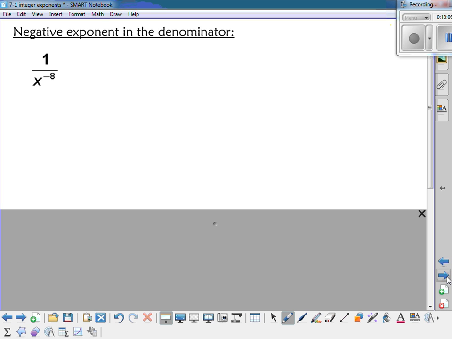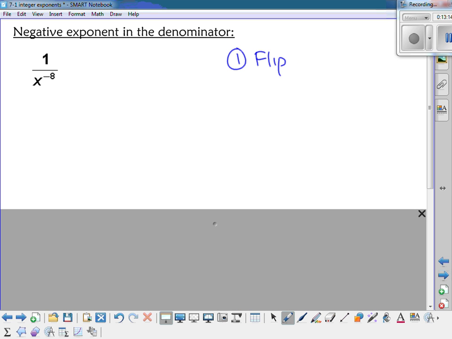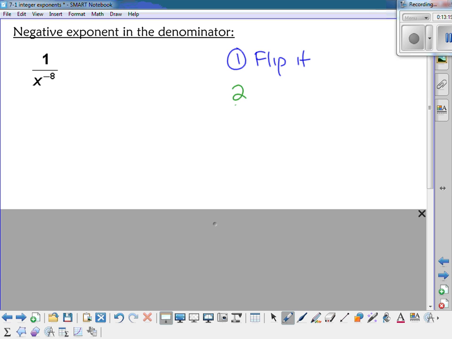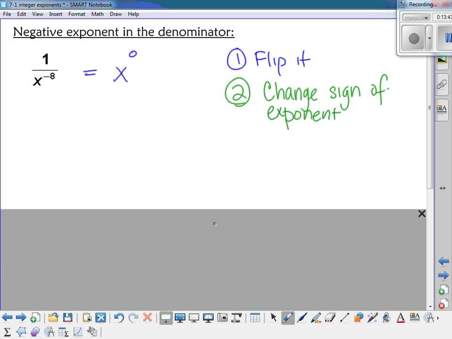Okay, now sometimes you may end up having a negative exponent that's in the denominator. Well, it's still the same steps as before. You're going to flip it, and you're going to make the exponent positive. Change the sign of the exponent. So when I flip over 1 over x to the negative 8, now my x is on top, I have a 1 on the bottom. Do I need to write the 1 on the bottom? No, it's just x to the 8th. Okay?